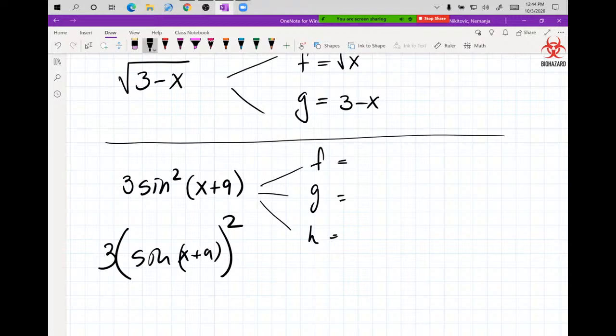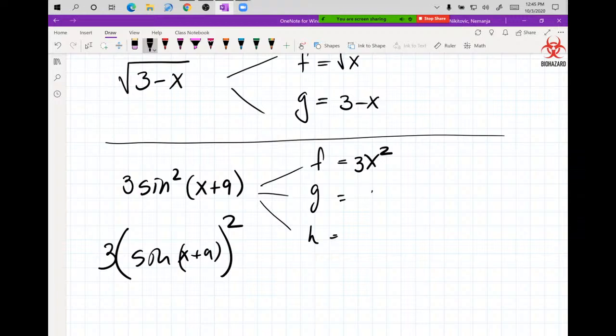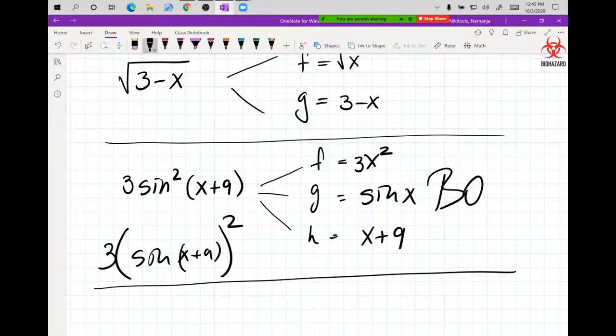Is it f of x being 3x squared? Yes! Awesome. Then I have g of x is sine x, and h of x is x plus 9. Nice.